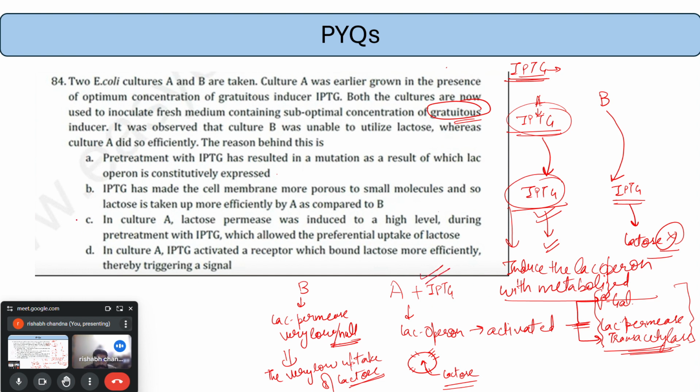Okay, so the correct answer is option C, because in culture A, when IPTG was there, it would have induced high levels of lactose permease. This is increased in the cell, which allowed the preferential uptake of the lactose. That's why A was able to grow in the lactose containing medium as compared to B. Okay, so the correct answer is option C.